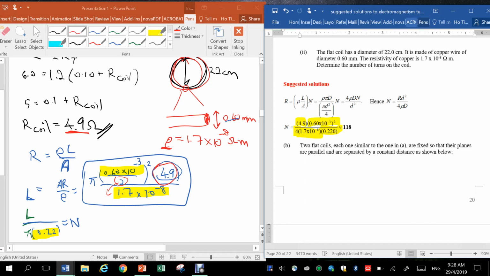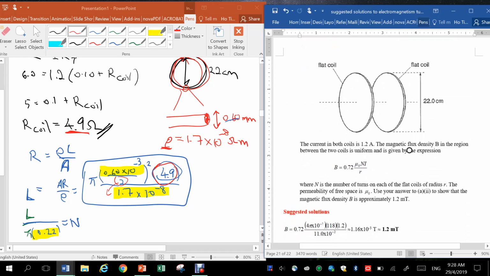Right, next. Two flat coils, each similar to the one in A, are fixed so that their planes are parallel and separated by a constant distance as shown below. So this is what it's like. Depending on the direction of current, imagine they're the same, there should be a B field induced at the middle of the two coils, through the middle axis of the two coils. To be more accurate, not just in the middle between them, but through the axis of the two coils, through here.